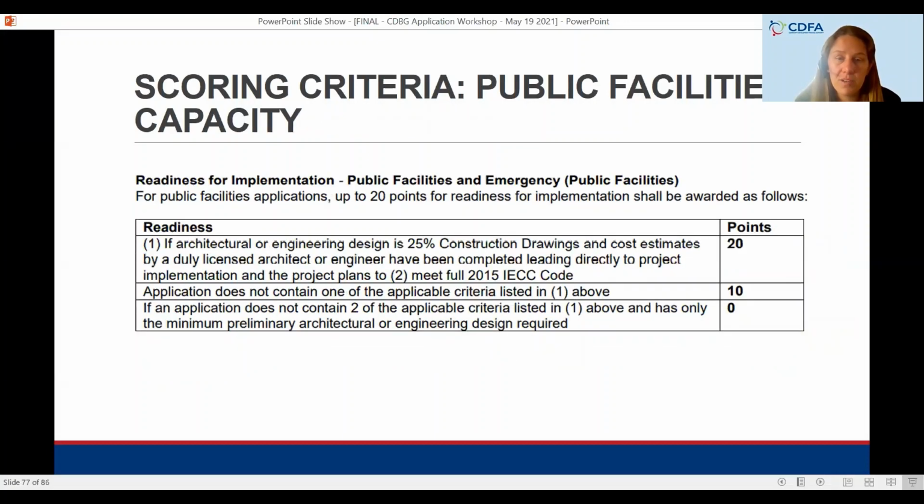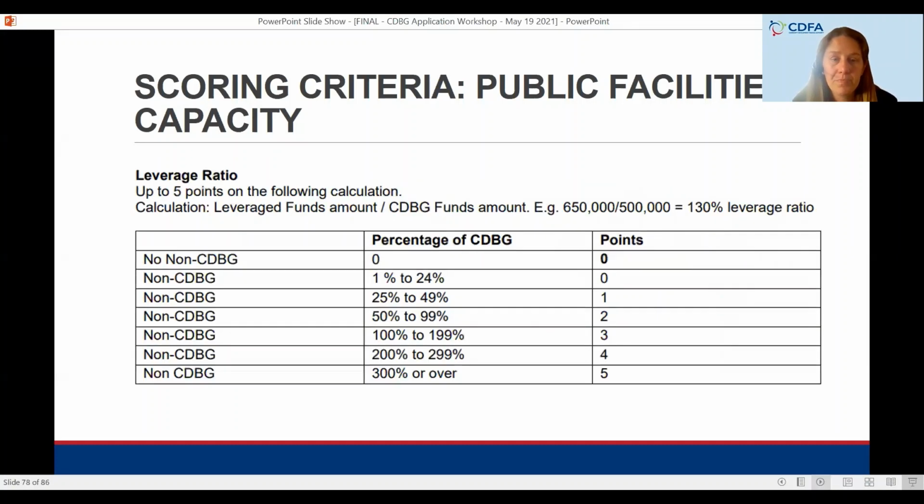We'll be looking at the readiness for implementation. In terms of readiness for implementation, it's the same criteria. If 2 of those criteria are met, it will be 20 points. If the application shows one of those two criteria, but not both, it will be 10 points. And if the project's not able to show either of those criteria, it will receive 0 points for readiness. Again, we'll look at the leverage funds, the non-CDBG to CDBG leverage, up to 5 points according to this calculation here.